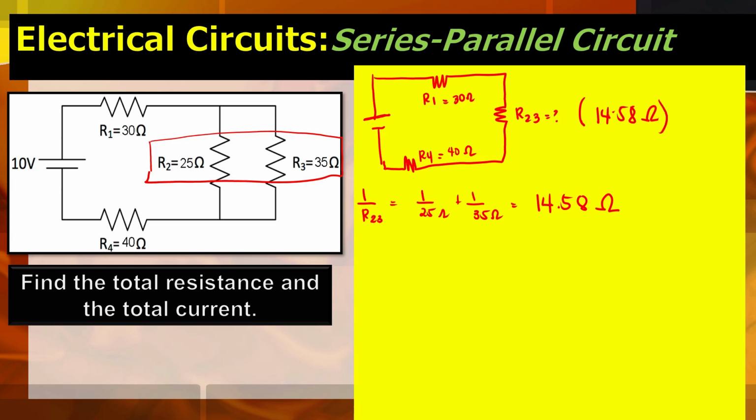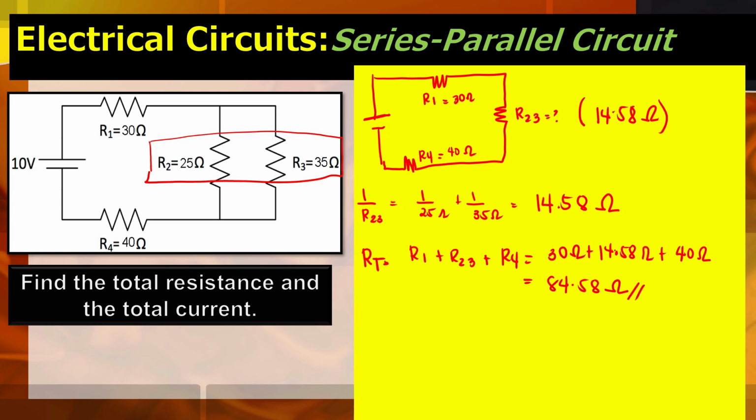Yan. Next, since meron tayong R2 and 3, pwede na natin isolve yung R total natin using the series formula for resistance value. So, R1 plus R2, 3 plus R4. So, substitute lang natin 30 ohms plus 14.58 ohms plus 40 ohms. So our total will be 84.58 ohms. So this will be our R total.